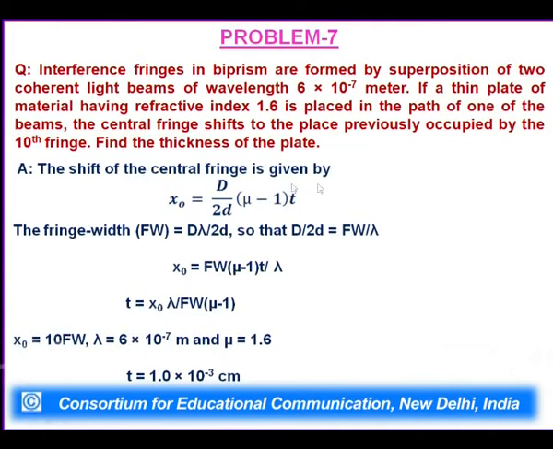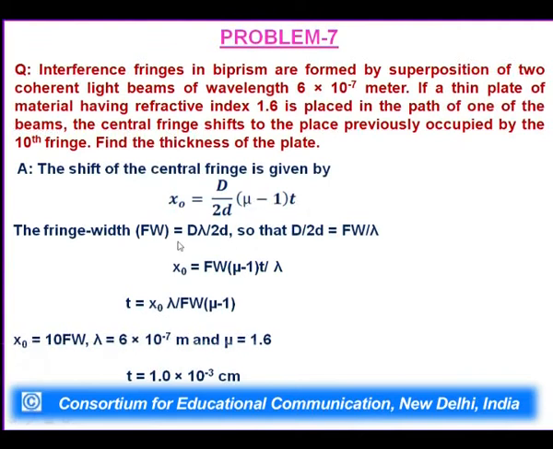This formula we used and we calculate already. If a thin film of mica sheet or any sheet is introduced between the path of the two rays, then the shift of the central fringes is given by x naught is equal to D divided by 2d into (mu minus 1) t. Here mu is the refractive index and t is the thickness.